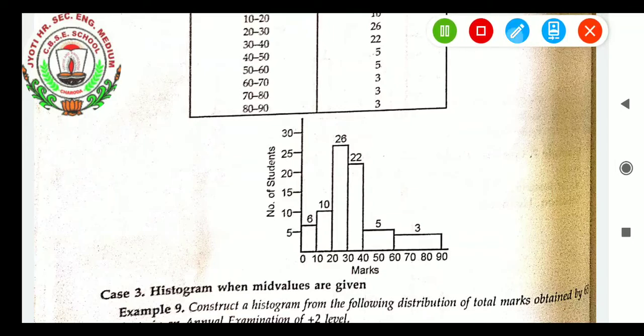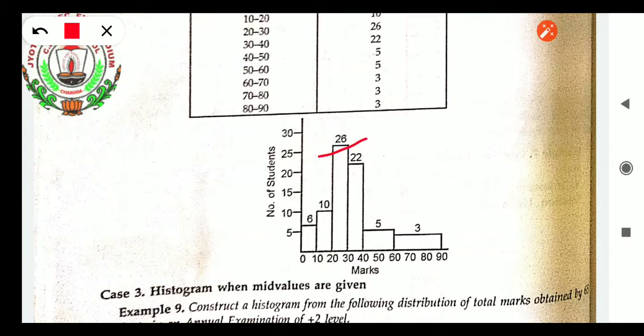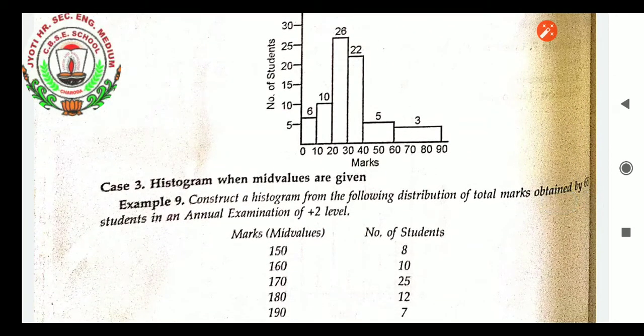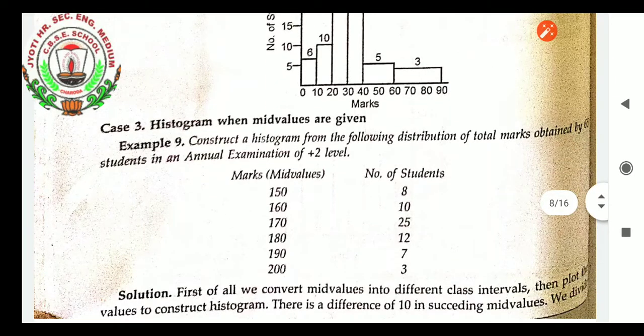I am talking about this. You can see 26 is a very great height and 3 is very low. This type of histogram is known as a histogram with unequal class intervals. Okay, now the histogram when mid values are given.